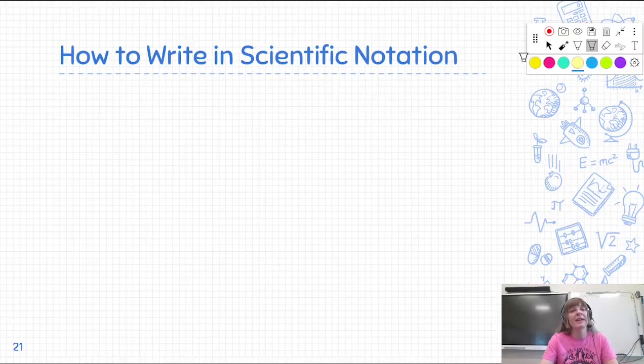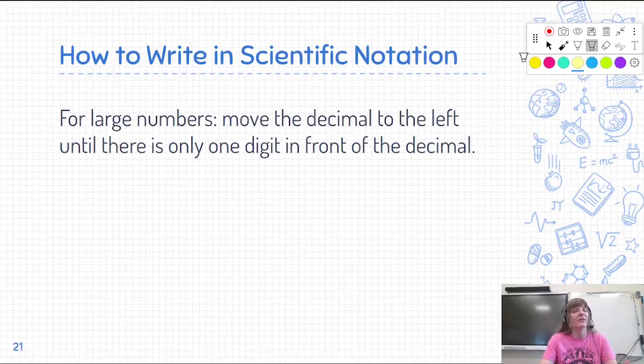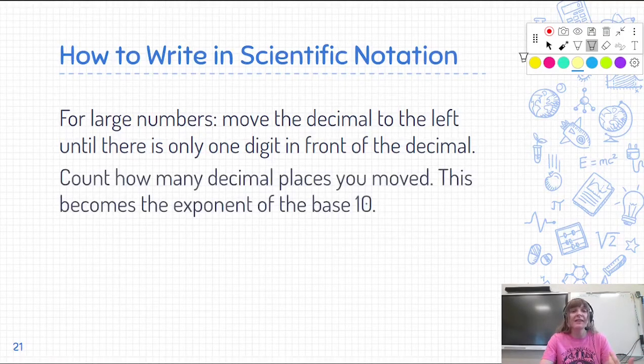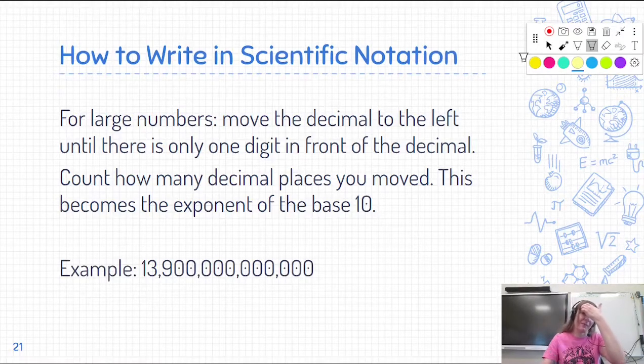Now, how do we write in scientific notation? Because sometimes I might ask you to write a number in scientific notation or express an answer in scientific notation. So for large numbers, you're going to move the decimal to the left until there's only one digit in front of the decimal. And you're going to count how many decimal places you moved. This becomes the exponent of our base 10. So let's do an example right here.